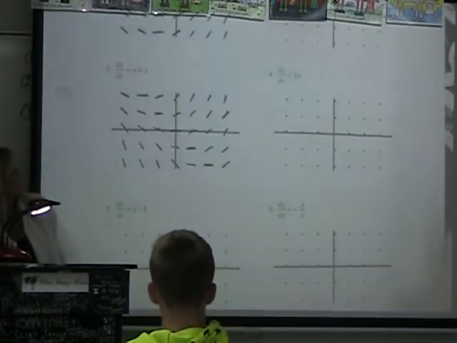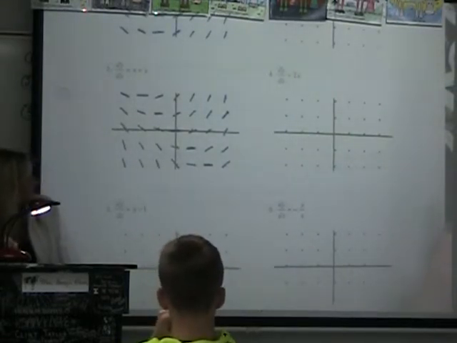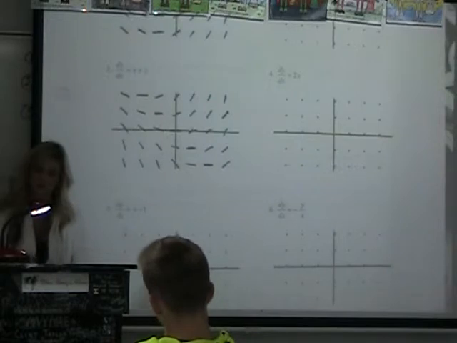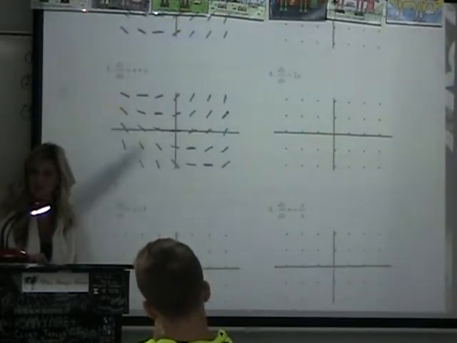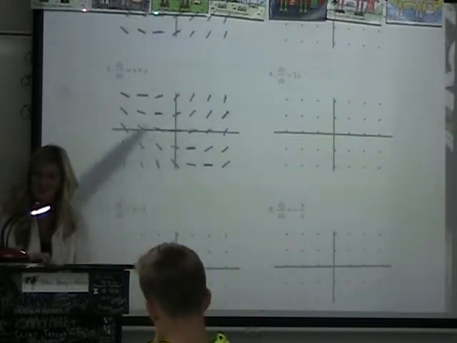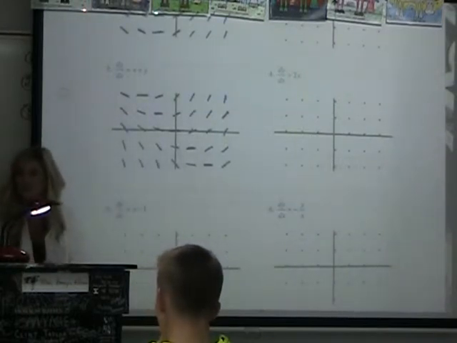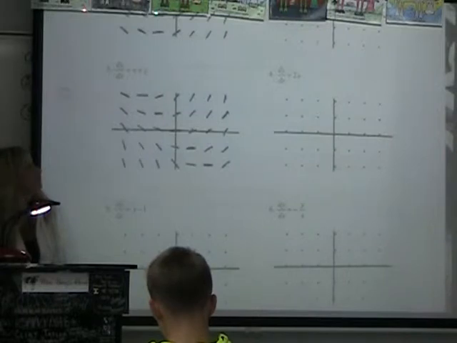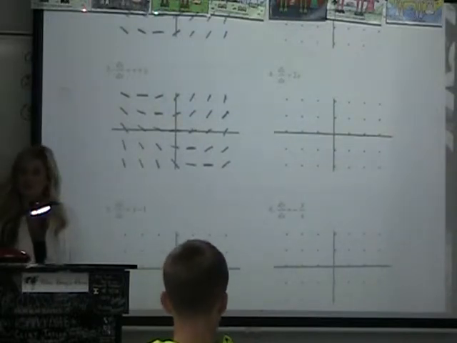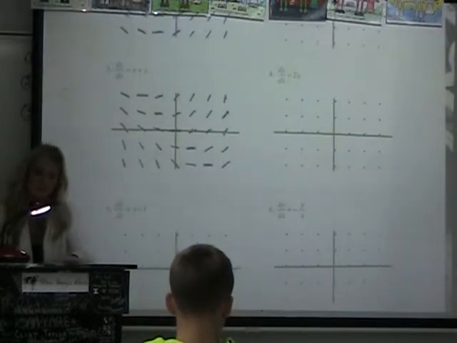What do you think is happening on this graph? Sort of looks like there might be a slant asymptote here, huh? Can you kind of see that? Like the direction it's tending towards this diagonal line here? So it looks like there could be a slant asymptote. But let's go ahead and find the original equation to kind of see what we're working with.